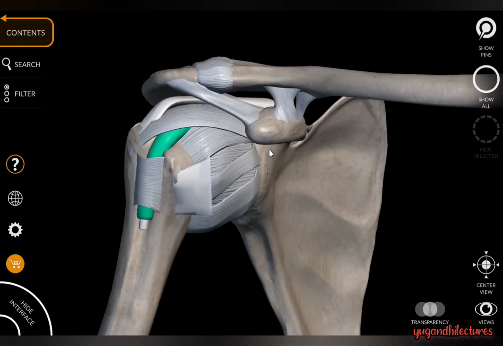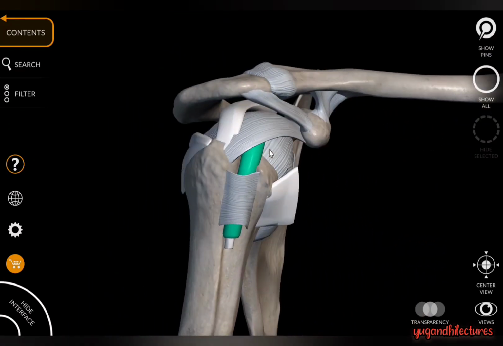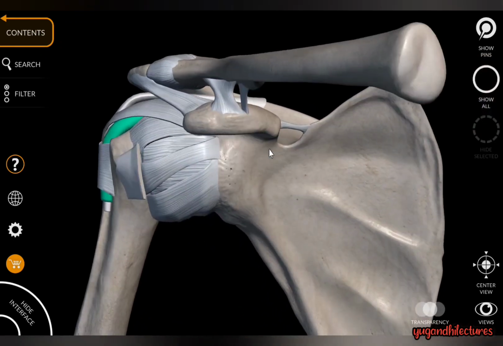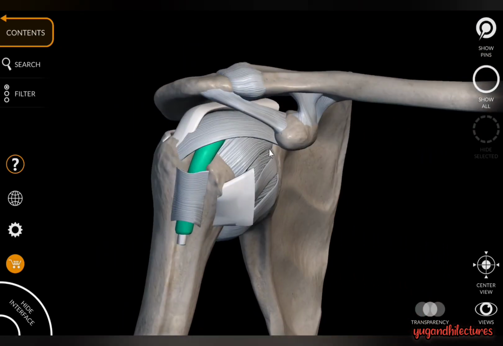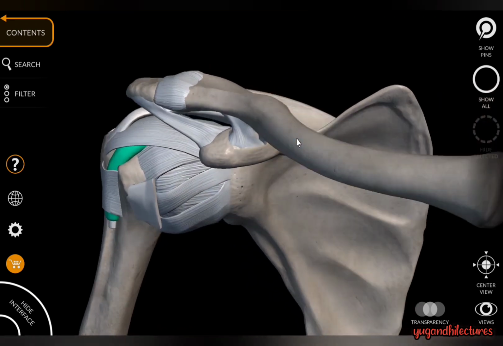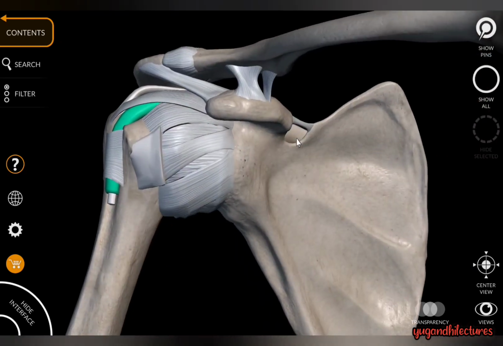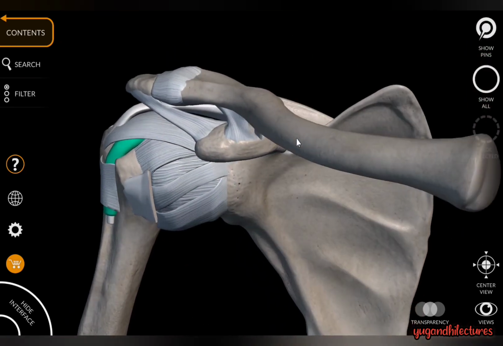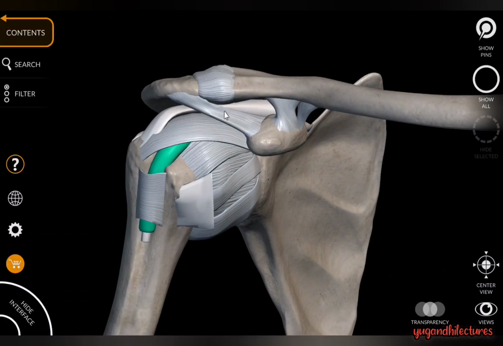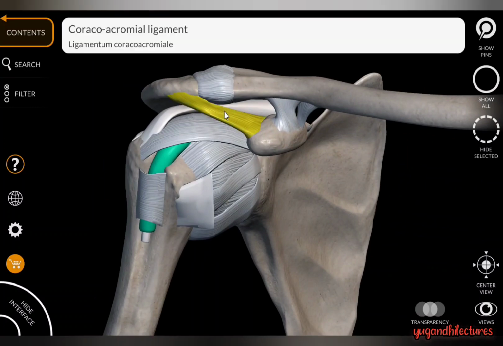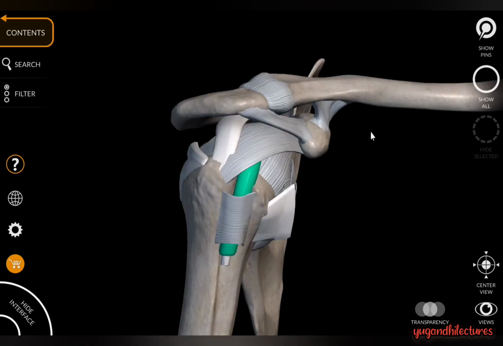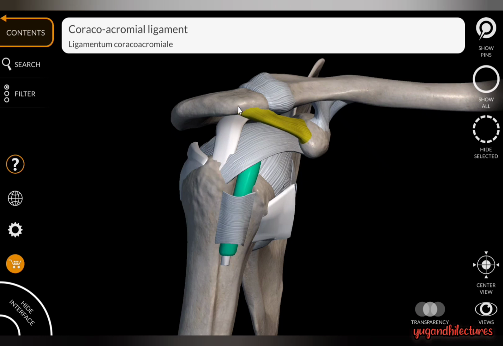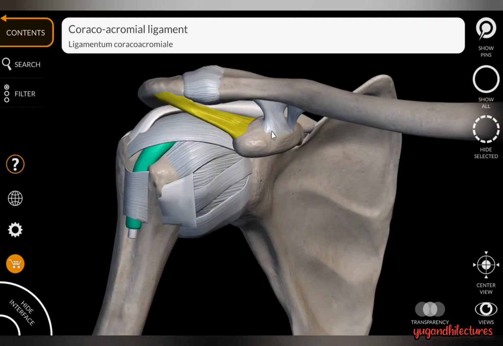All that is left is the ligaments of the shoulder joint and also some ligaments between the clavicle and the scapula. So okay, let us first see the coracoacromial ligament. So see, I am showing the lateral view. You can see the coracoacromial ligament. It extends from the acromion process of the scapula to the coracoid process of the scapula.